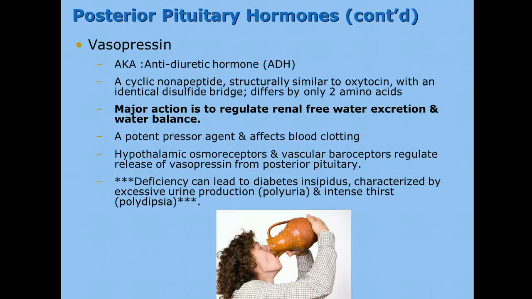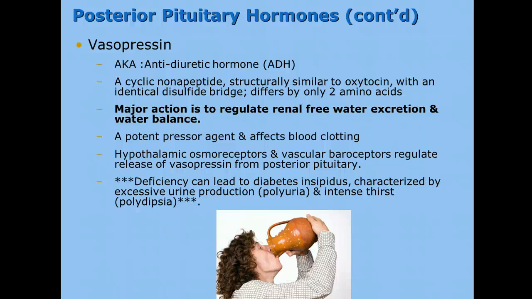All right, the next one is vasopressin. This is also known as antidiuretic hormone. The hypothalamus actually does release a little bit of this as well, but the posterior pituitary is a major player in this. Its major action is to regulate renal free water excretion and water balance. It's a potent pressor agent and affects blood clotting as well.